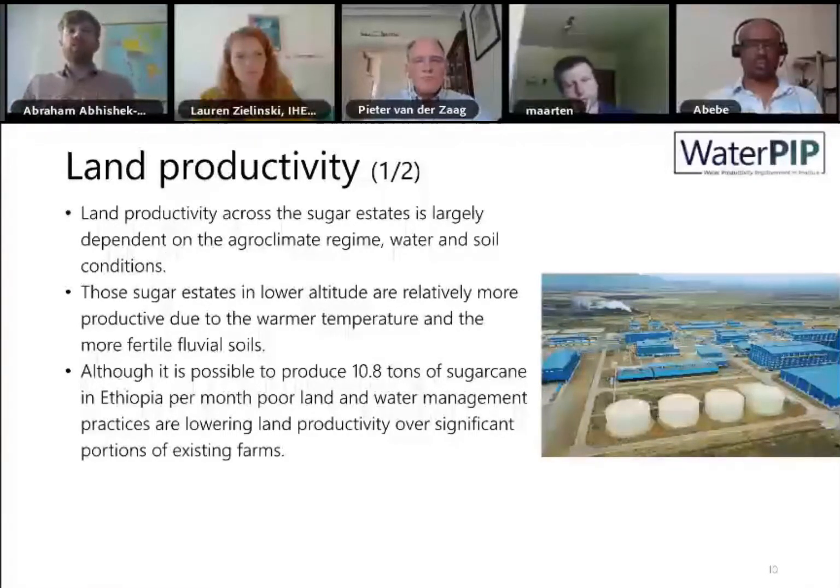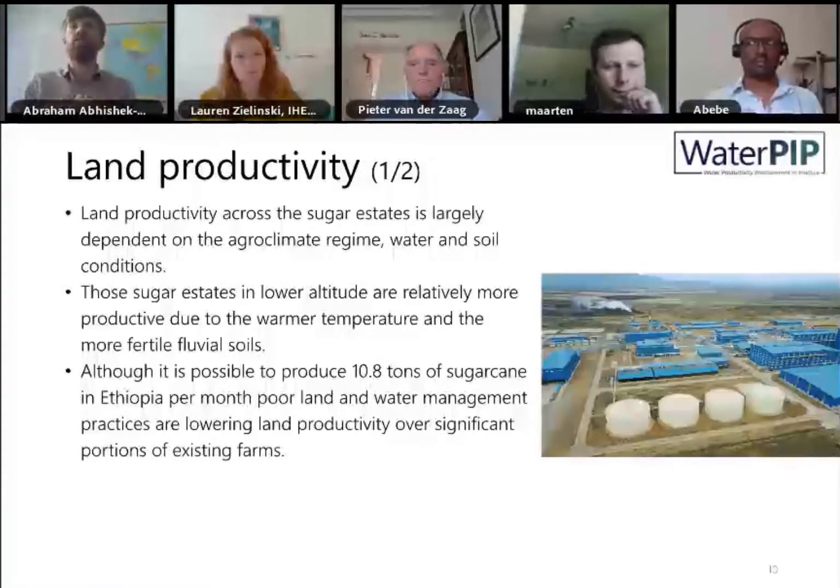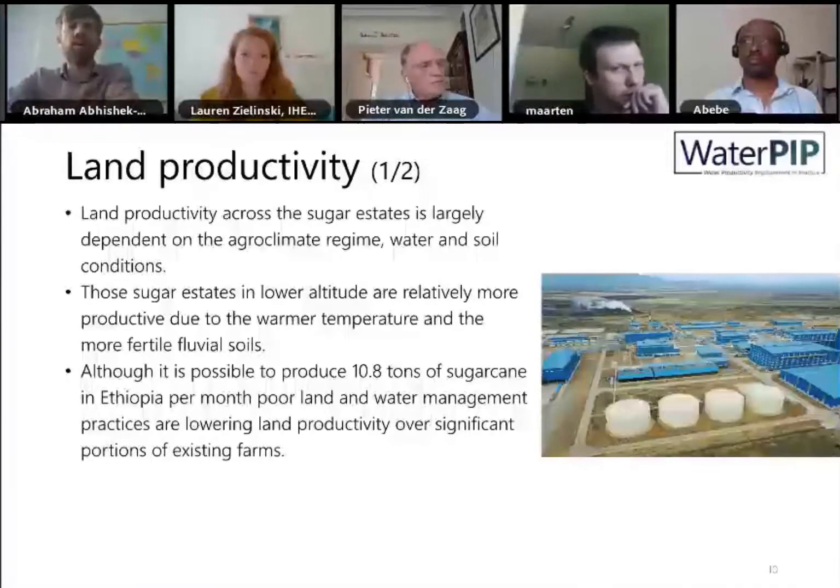Land productivity itself is dependent, within Ethiopia, on the agroclimate regimes. Within Ethiopia, there are obviously different agroclimatic zones. This affects the length of cropping periods, also the different water and soil conditions. And with that, the sugar estates in lower altitudes are relatively more productive due to warmer temperature and more fertile fluvial soils, right, in the plains of various rivers.